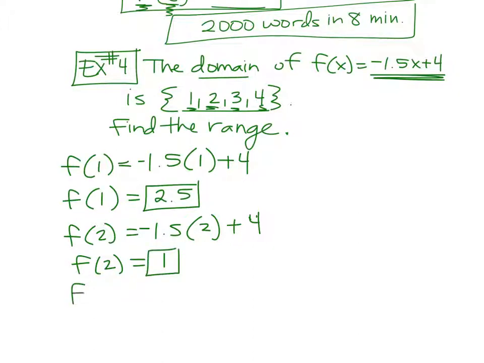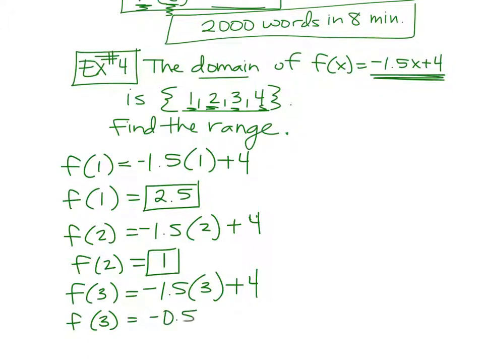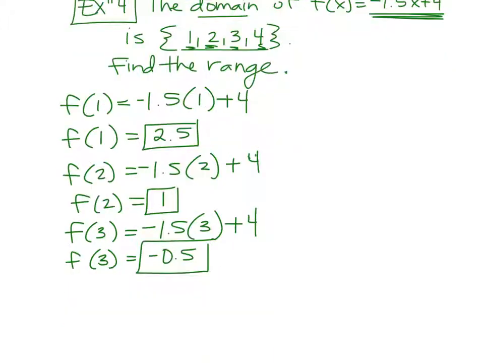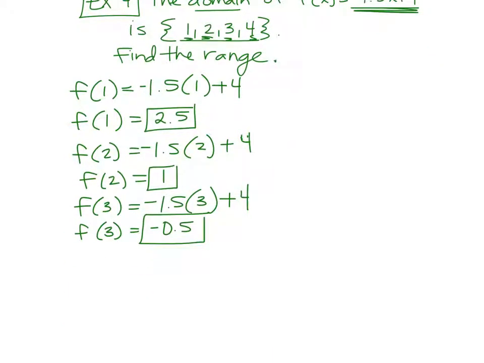Then I plug in 3. F of 3 is negative 1.5 times 3 plus 4. So you get a negative 4.5 plus 4. So my f of 3 would be a negative 0.5. Okay, and then we do it with 4 because that was the last of our domain.